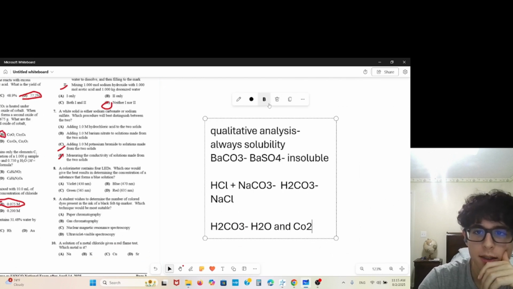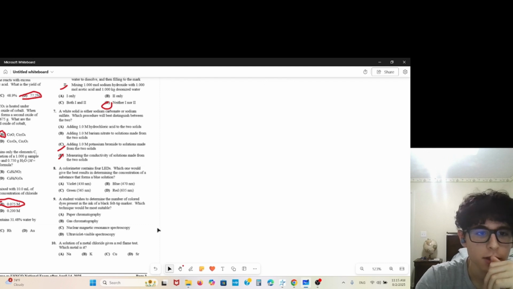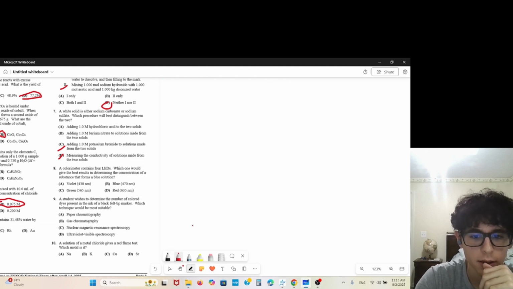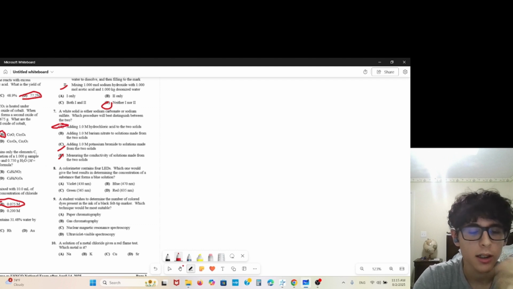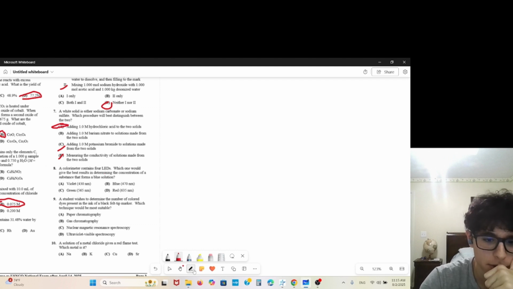H2SO4 is not a gas. It is just a strong diprotic acid. So that is why A is correct, because with the first compound, you're going to form a gas. Perfect. All right.